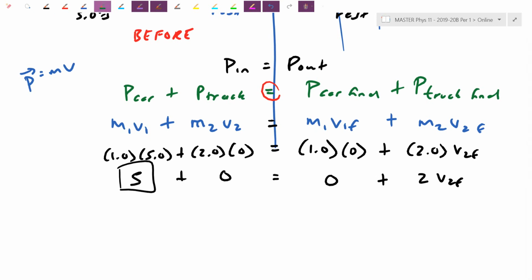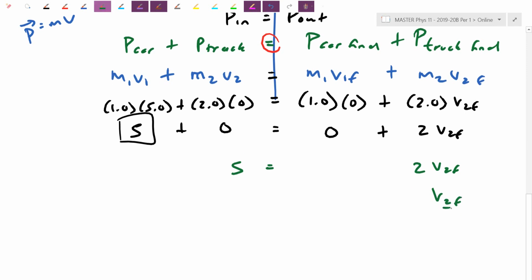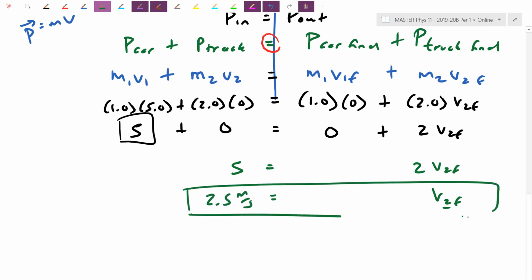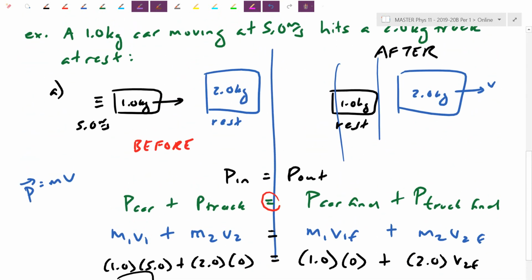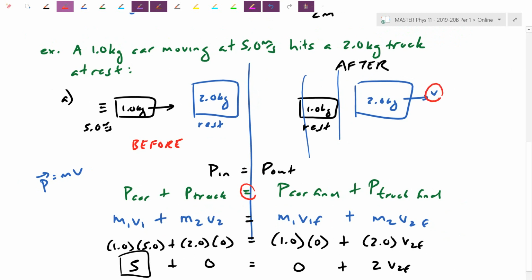So hopefully that's a fairly easy problem here. There's a bunch of zeros. We have 5 is equal to 2 times v2f. So v2f, the final velocity of object 2, which is the truck, is 5 over 2, which is 2.5. Again, make sure you have units. This is a velocity, so meters per second. And also don't leave things in fractions, or else it looks like it's an infinitely precise number. So based on this work, at first we didn't know the speed, but now we know this truck has to move off at 2.5 meters per second.